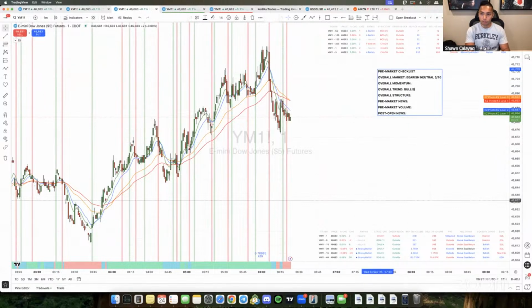So bullish, neutral, or say like 4 out of 3. 4 out of 2. Overall market structure over here is bullish, neutral, 3 out of 0.